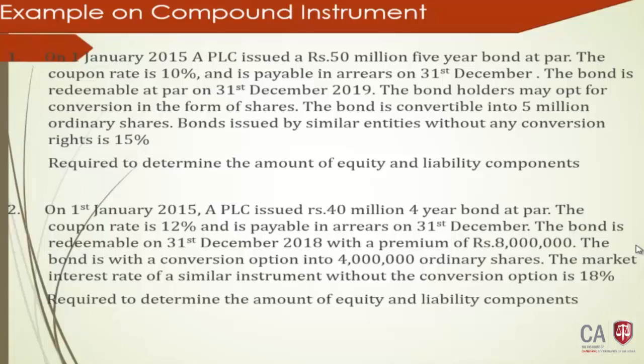The bond holders may opt for conversions in the form of shares. The bond is convertible into 5 million ordinary shares. The bond issued by similar entities without any conversion rights is 15%. Required: determine the amount of equity and liability component. So, this is a debt instrument. We have taken a loan. When the market rate is 15%, we are supposed to pay only 10.